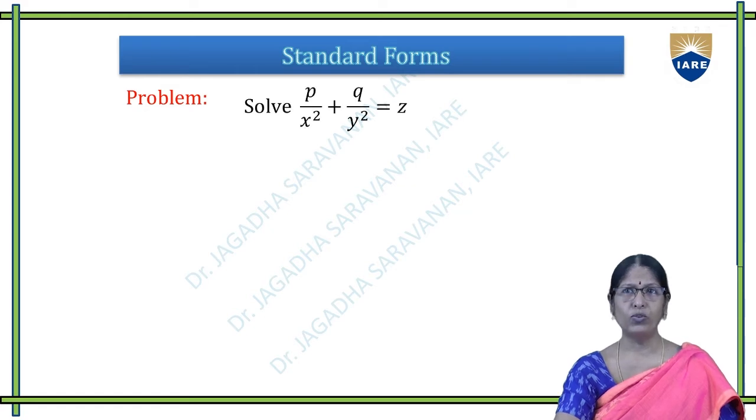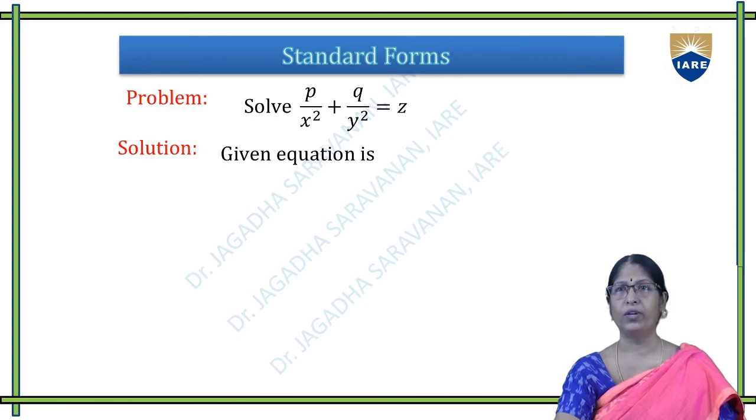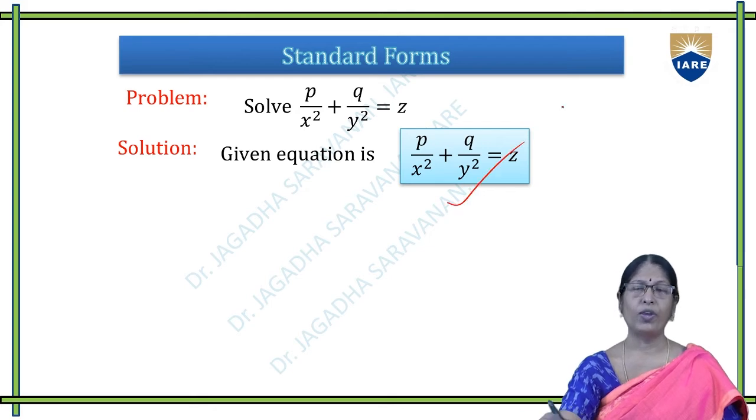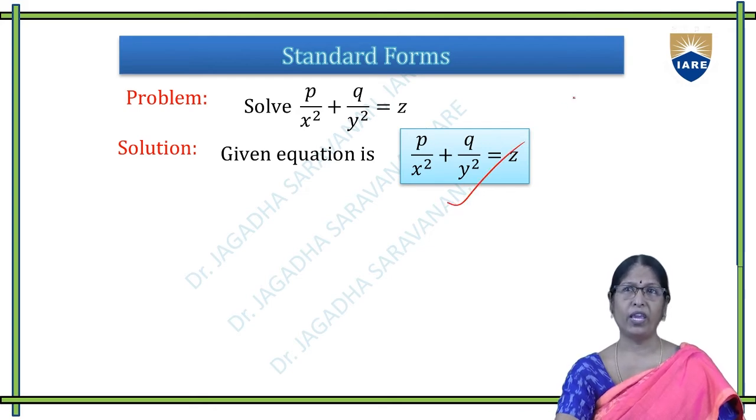Now we will move to the next problem: solve P by X square plus Q by Y square equal to Z. We notice here X has a power and Y also, which gives an indication to us that it is better to move to standard form 5 first. So we have written the step. The given equation is P by X square plus Q by Y square, which is nothing but Z.